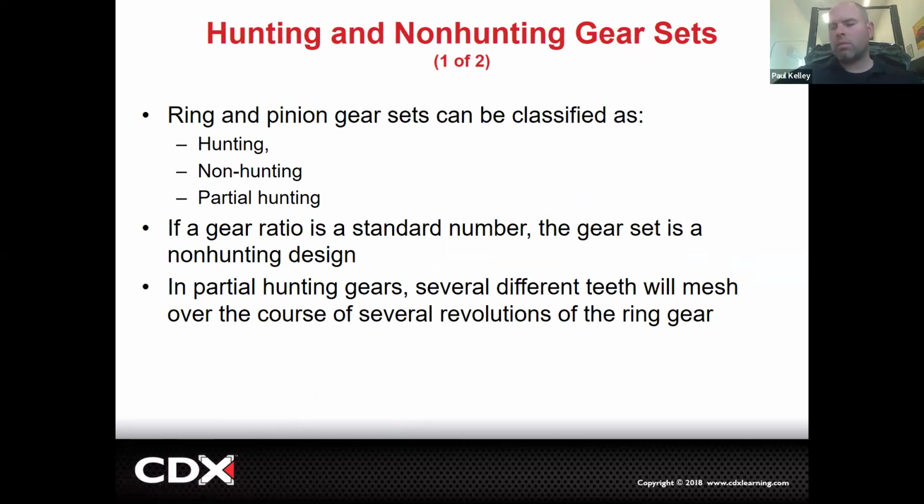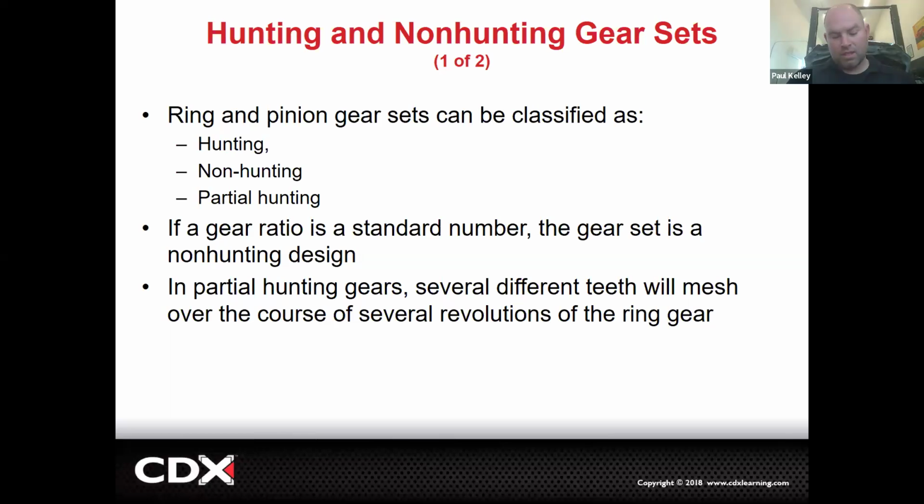Now, a little, not super critical, but something you should know. There's hunting, non-hunting, there's even partial hunting. A hunting gear set means every tooth on the pinion will touch every tooth on the ring gear. It's an odd number, so they're constantly, new teeth are touching new teeth.